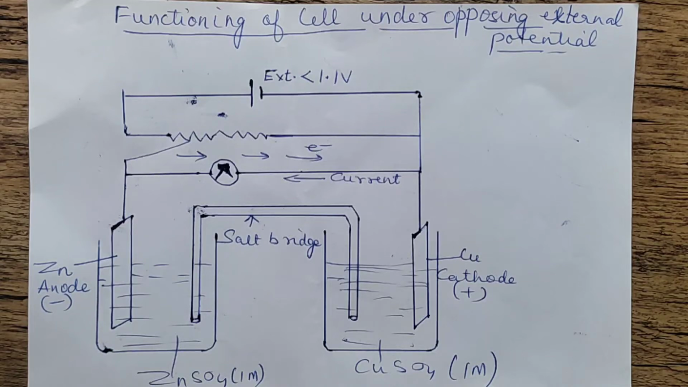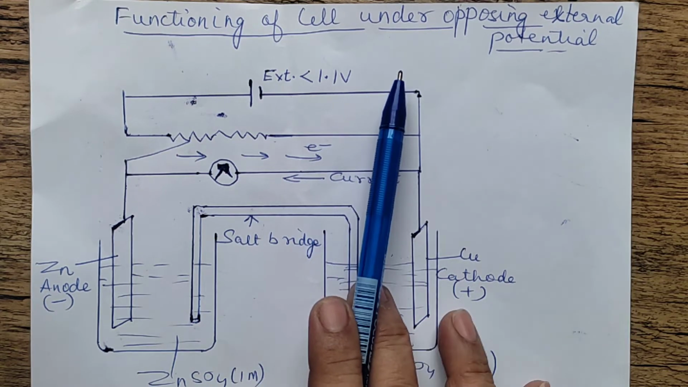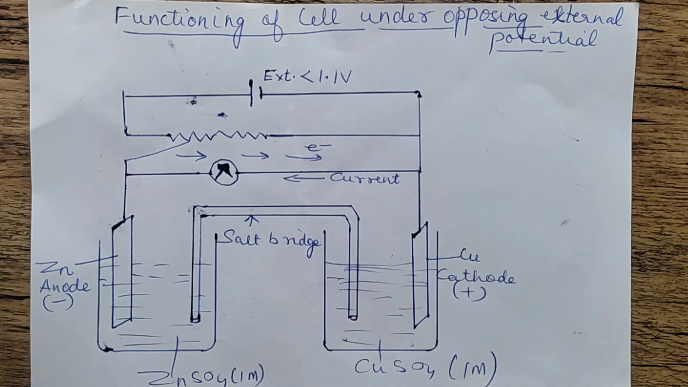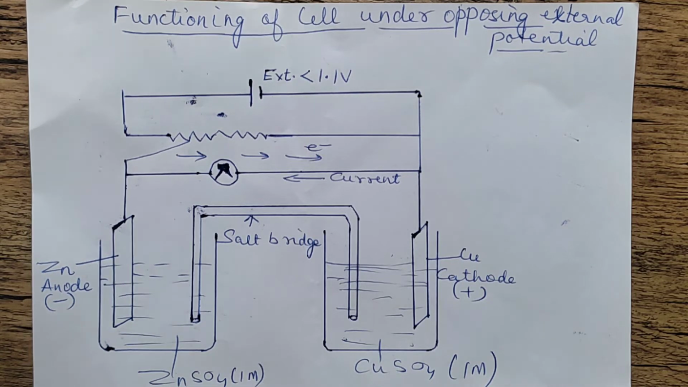Hello everyone. In this video, I am discussing the functioning of the cell under opposing external potential. Before watching this, please watch the videos which I have already posted on electrochemistry, in which I have already discussed the functioning of the normal electrochemical cell and the differences between electrochemical and electrolytic cell. So please watch those videos. The playlist is already made under the heading electrochemistry.